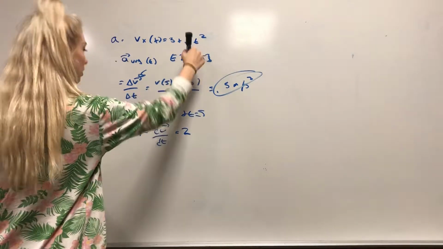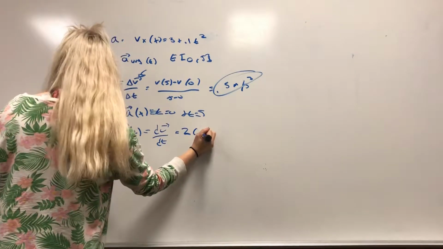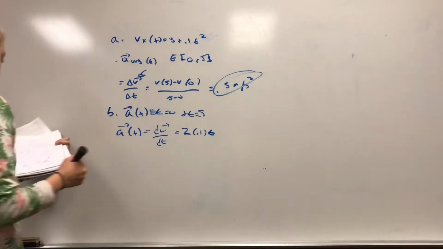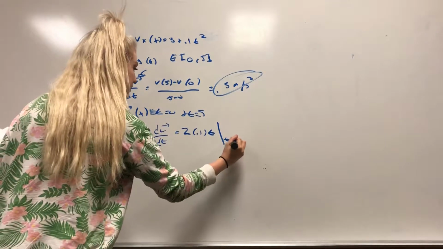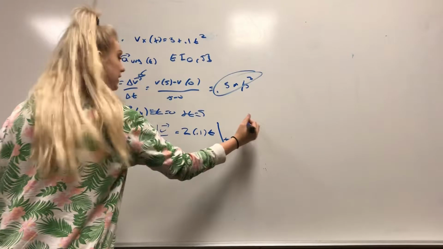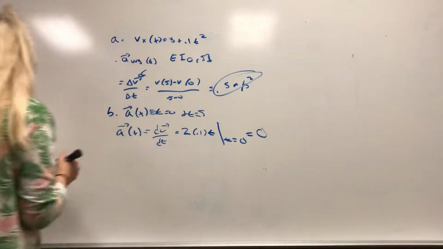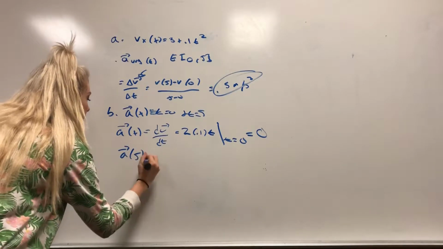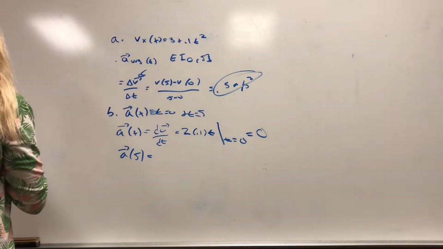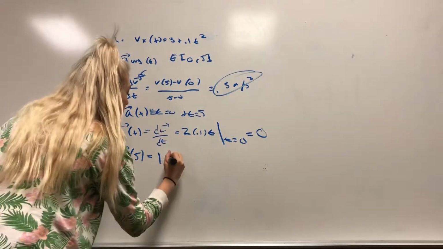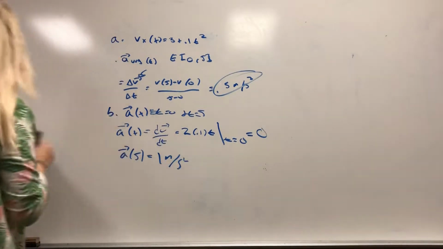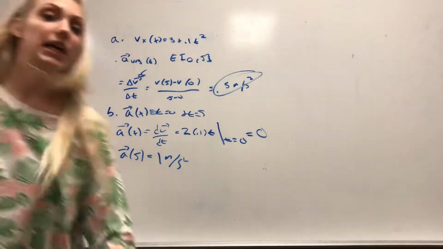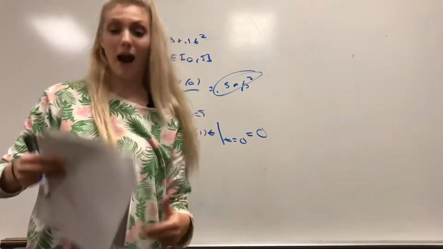2 times 0.1 t. Alrighty, and if we evaluate this at t equals 0, we get 0. And if we find instantaneous acceleration at t equals 5, we get 1 meters per second squared. And then finally, for C, it asks us to graph both of those.